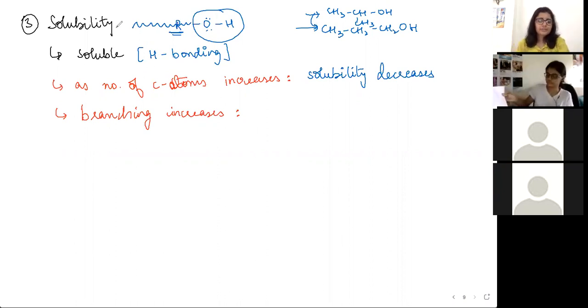Okay. Yeah, so we're discussing solubility. Alcohols are soluble due to hydrogen bonding. And as the number of carbon atoms increases, the hydrophobic part, which is incapable of hydrogen bonding, increases, and the solubility decreases. Now, if everything is comparable between isomers, and the branching increases, what will happen to the solubility?